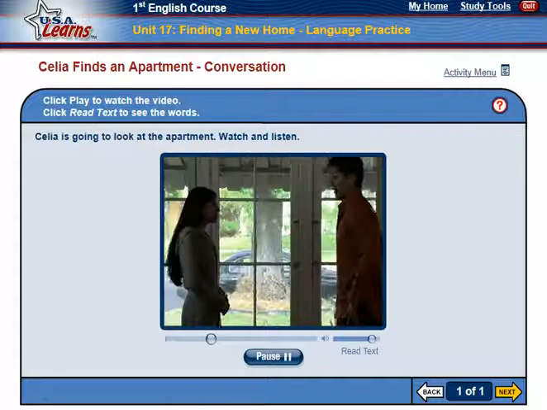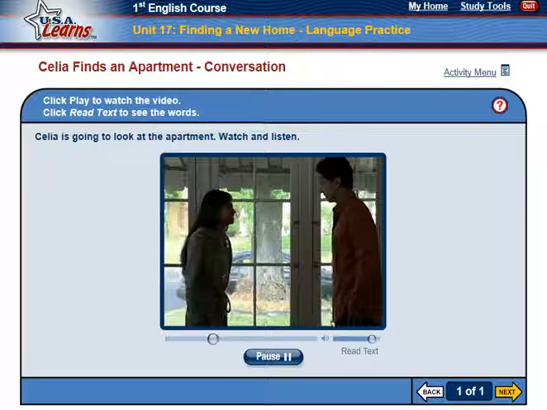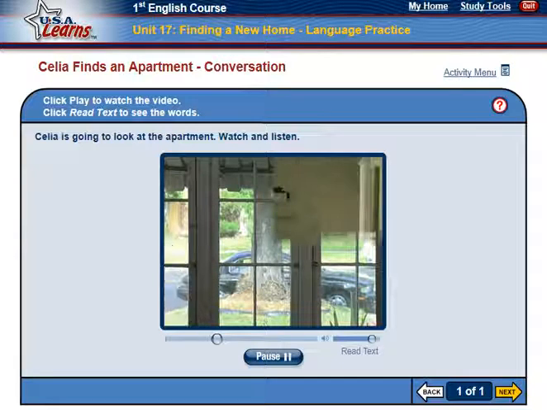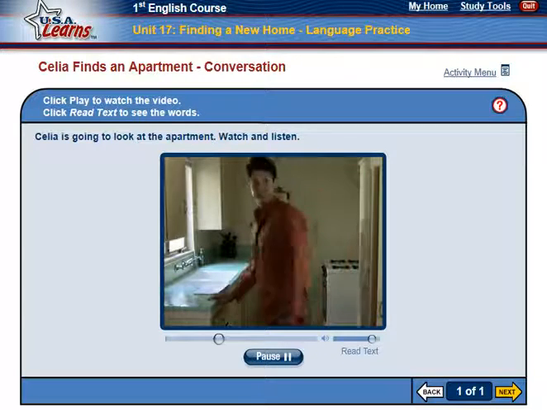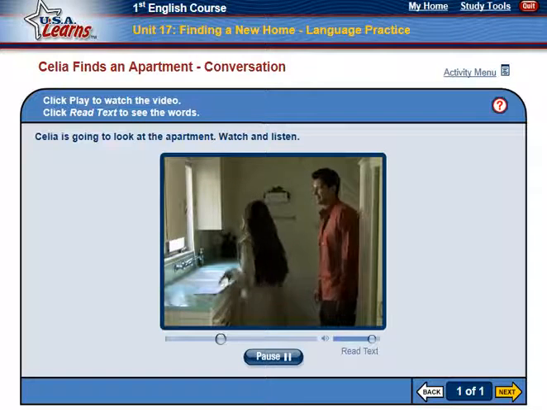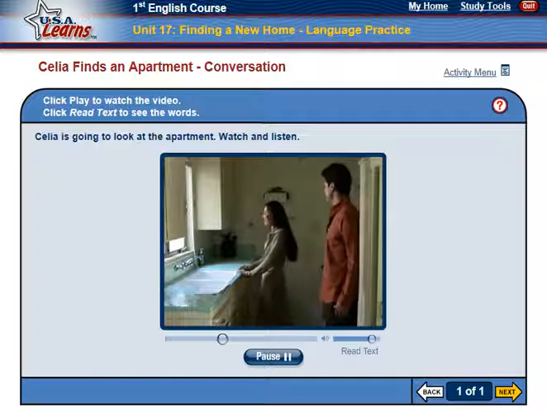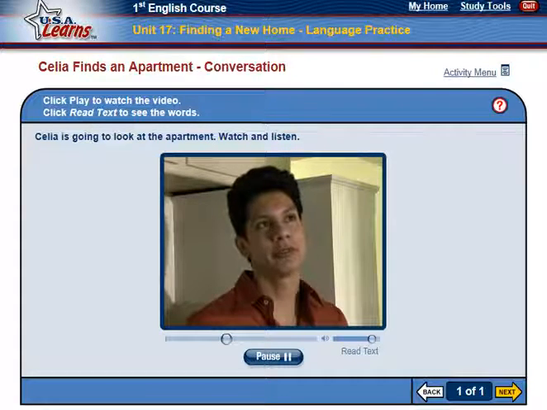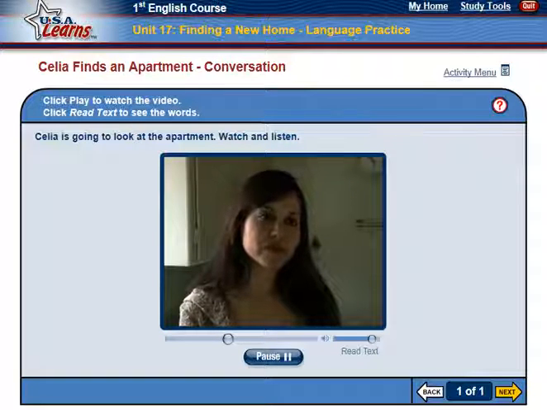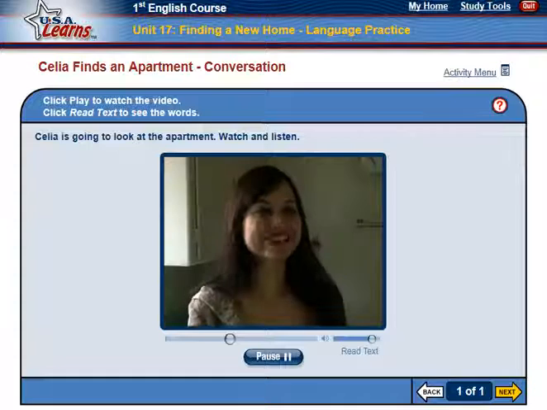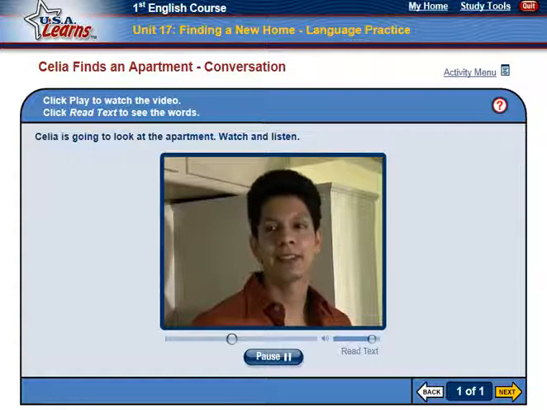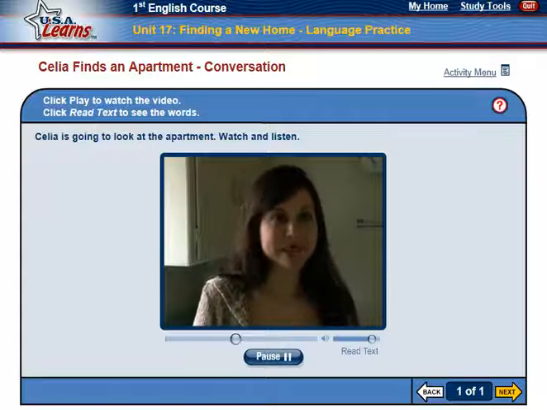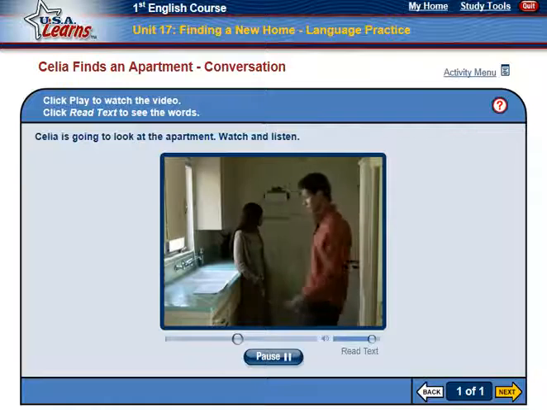Let me show you the rest of the apartment. And here's the kitchen. I love it. Yes, it's just like my kitchen upstairs. I love to cook. You do? Yes. Although it's not always fun cooking for one. I live by myself. Really? Oh, that must be lonely. It is sometimes. I like this apartment very much. Well, if you're interested, you can fill out an application. Yes, please.